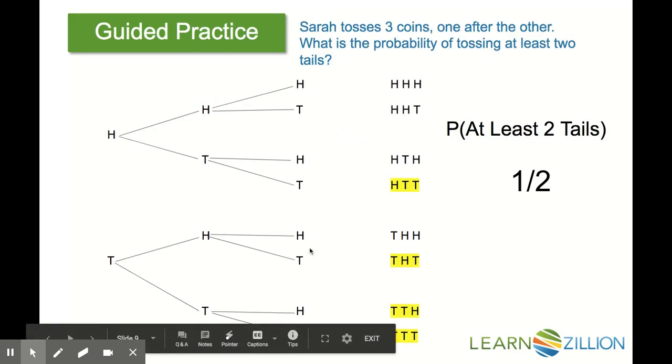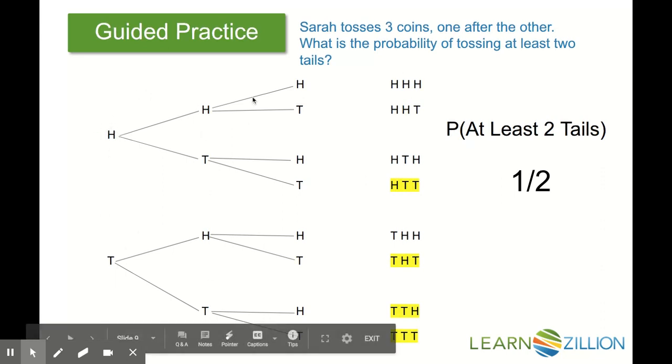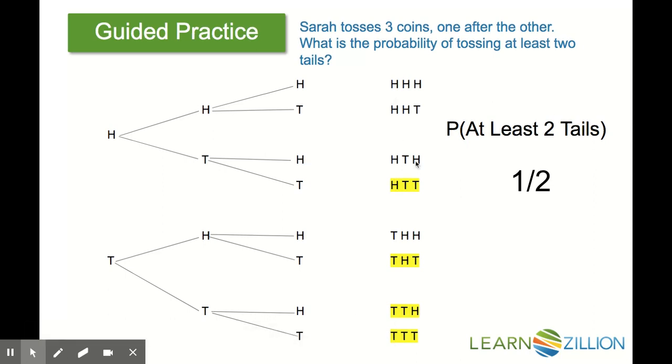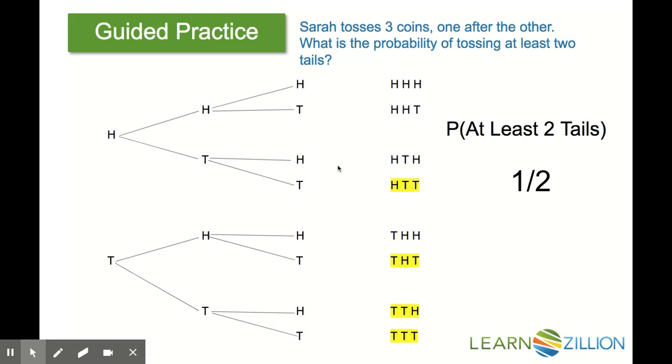So for this one, I created a tree diagram that showed all of the scenarios that could start. So here's our first toss, our second toss, and our third toss. And at the end, I just listed out what the combination would be in that order. And when I listed them out, I found that there were 4 possibilities out of 8 that would end up with at least 2 tails. So the probability is 1/2.